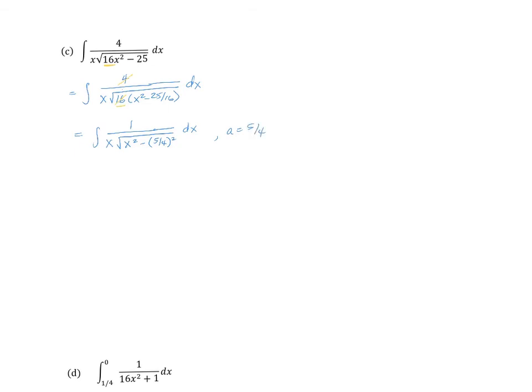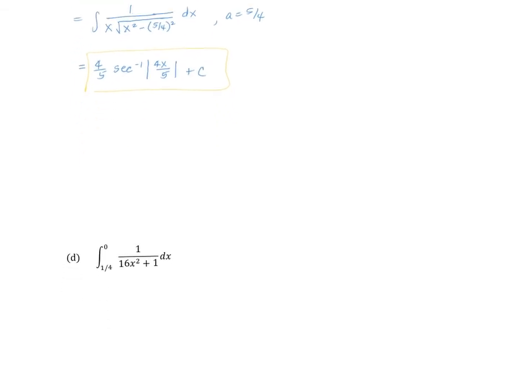Okay. And this takes the form of secant inverse. So it's equal to 1 over a, which would be 4/5, secant inverse of, the argument is in absolute values. So remember, it's x over a. X over 5/4 would be 4x over 5. Okay. Plus my constant c. And I'm done. So again, you could have done a u substitution, but I decided not to.